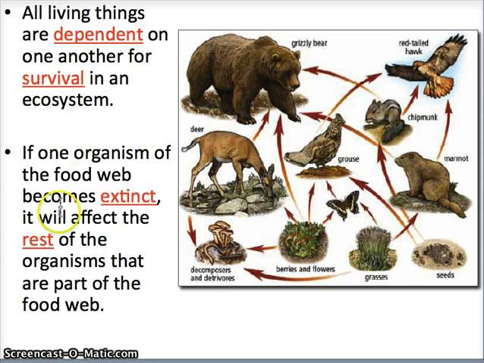The other thing with this slide is all the animals here depend on each other for survival. If any one of these animals die or become extinct, it really affects the rest of the food web because you can see all the animals are connected through the food web.